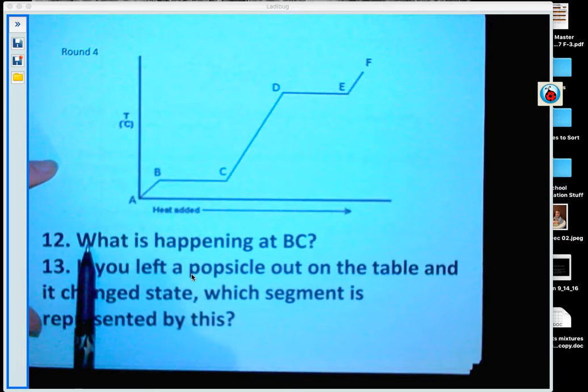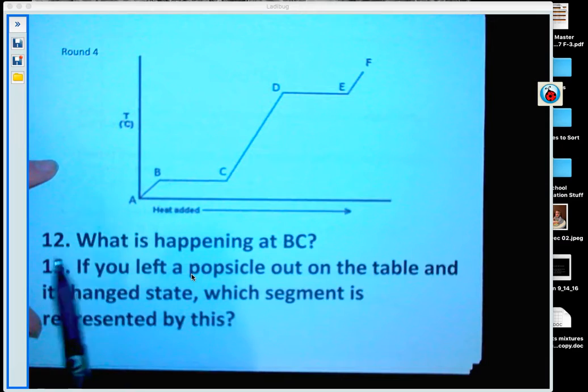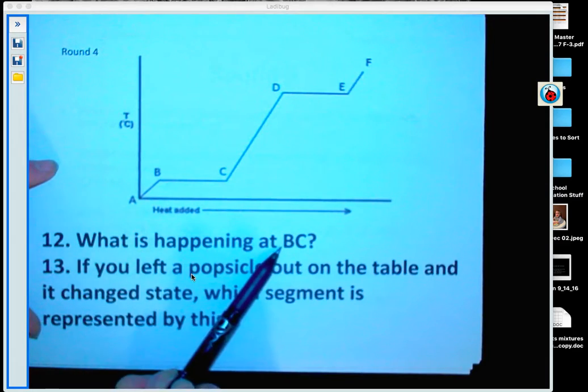So there's a couple of things. First of all, everybody has out a piece of paper, right? And everybody's taking notes furiously, correct? Good.